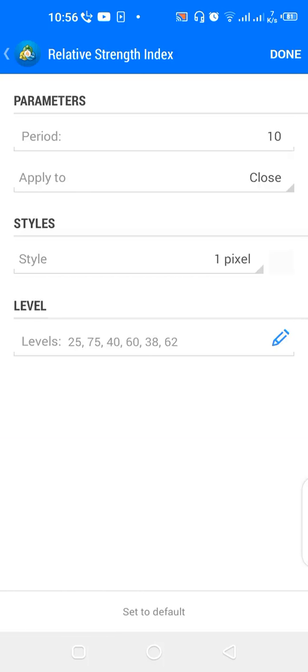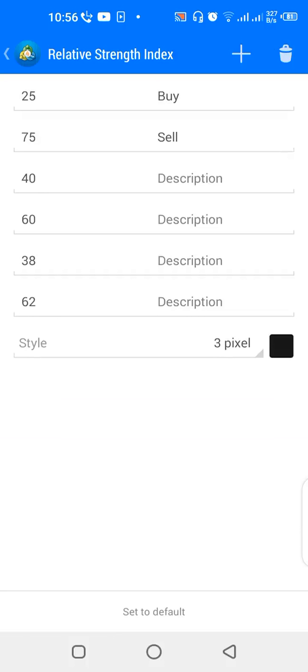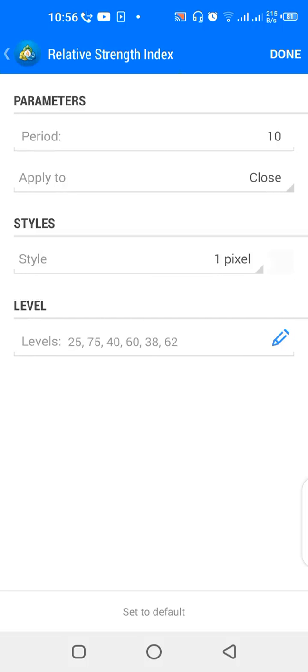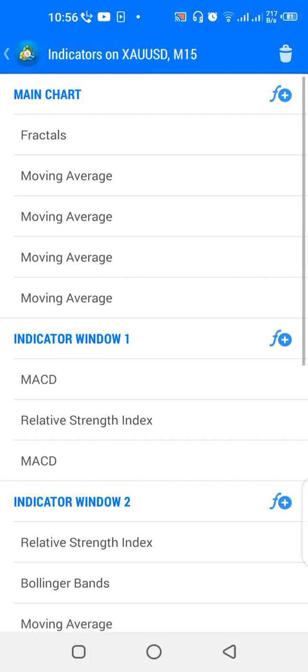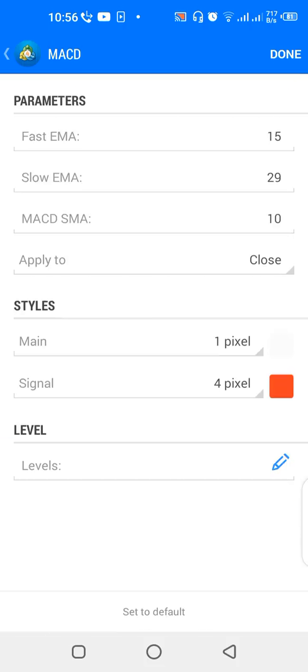Okay, then we have relative strength index. The period is 10 applied to close. Color will match the background color of the chart, but we have levels. The first level is 25 for buy. The second level is 75 for sell. Then we have 40, 60, 38, and 62. Color is black. Then we have MACD.